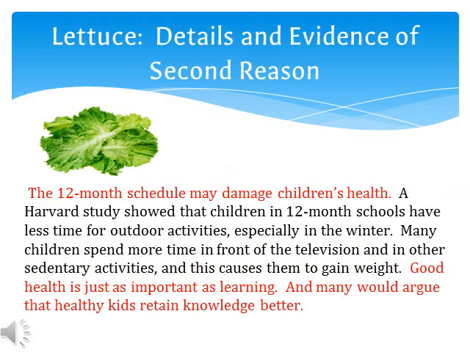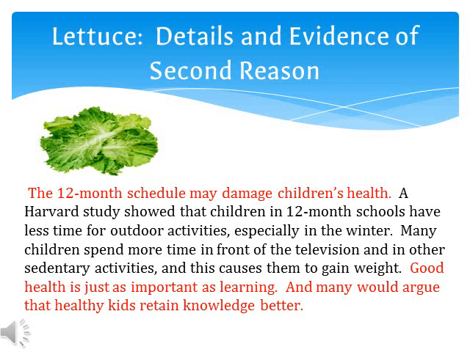Again, we begin with the opening sentence that is copied from the introductory paragraph. This is what it says. The 12-month schedule may damage children's health. Remember, it was our second reason for supporting the 9-month schooling option. We then add some evidence from the article and close with a sentence or two that ties everything together. And again, the evidence we use from the article supports our position that 9-month schooling is the best option.